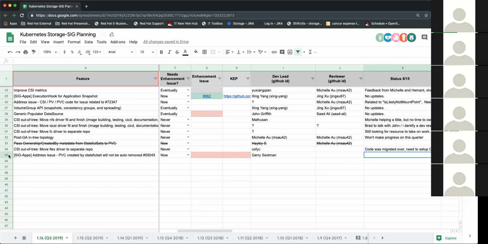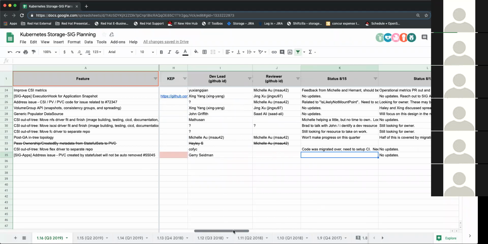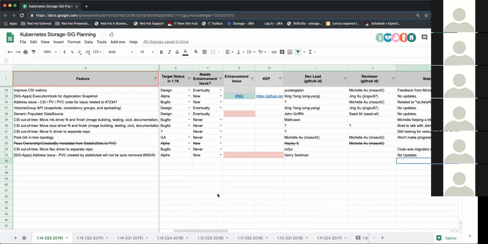And then finally, something from SIG apps, address the issue PVC created by safe assess will not be auto removed. Gary Seidman, we had no update last time. Gary, you on the call this time? No, I don't think so. Okay, so that was all our 116 stuff.